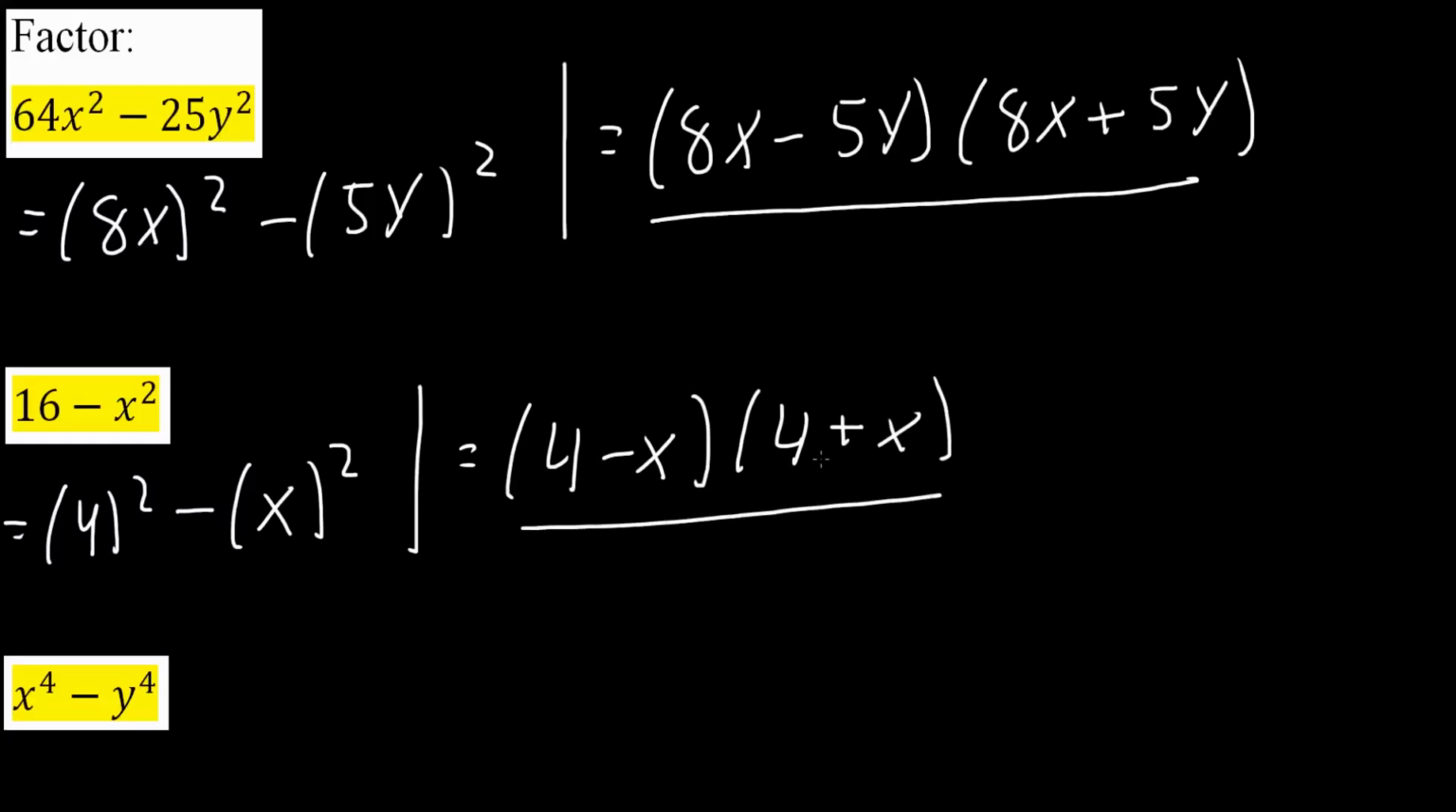And if we want, we can even check. 4 times 4 is 16. 4 times x is 4x. 4 times negative x is negative 4x. So those two terms cancel. And then negative x times x is negative x squared. So that's good. Now we'll do the third and final problem.